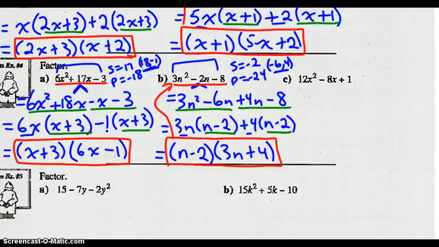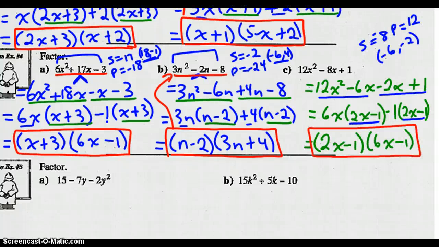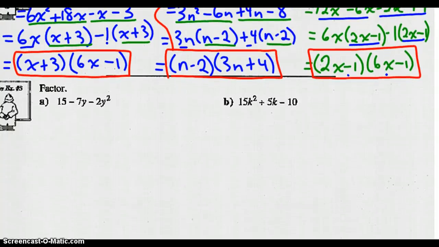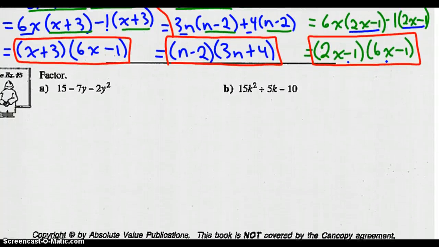I would like you guys to try part C, pause the video and give it a shot. If you did it properly, here's one method we could have had. The negative 6x and the negative 2x right here don't have to be written in that order, but no matter how you did it, we should have got the correct answer of 2x minus 1 times 6x minus 1. We're going to do one more down here. Let's factor A of example 5.